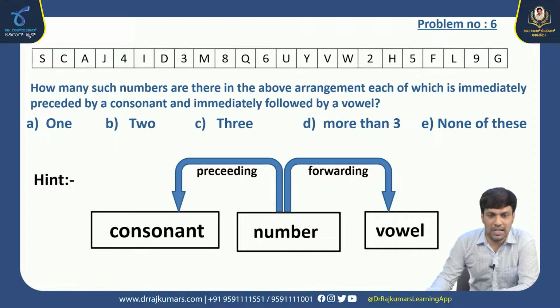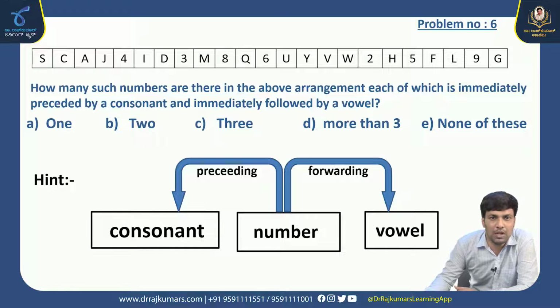2. Moving on to our next problem. How many such numbers are there in the above arrangement, each of which is immediately preceded by a consonant and immediately followed by a vowel? Here we need to search for the number which is meeting the above requirement. The requirement is that the number should be immediately preceded by a consonant and immediately followed by a vowel.